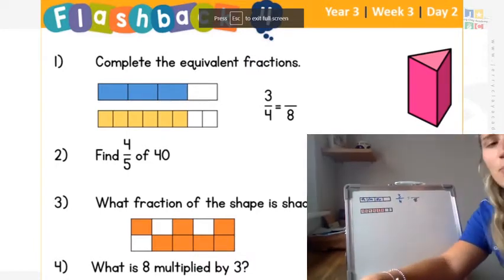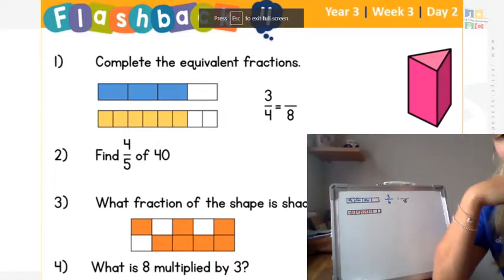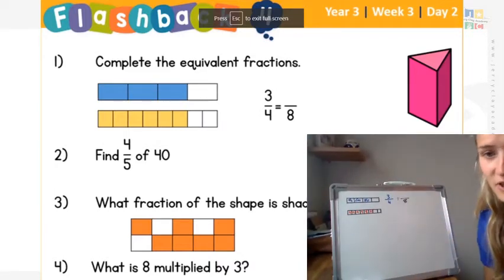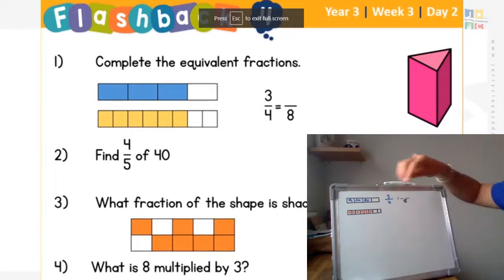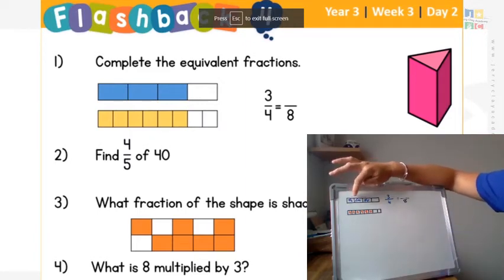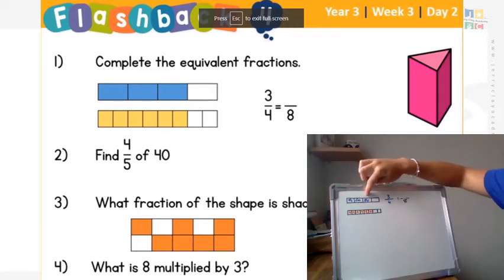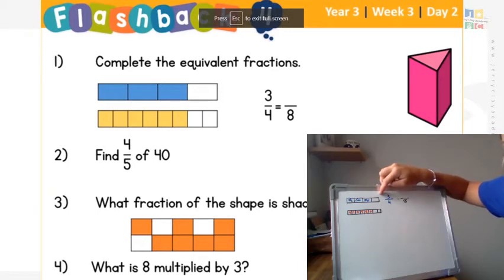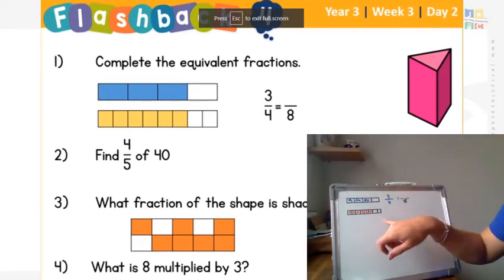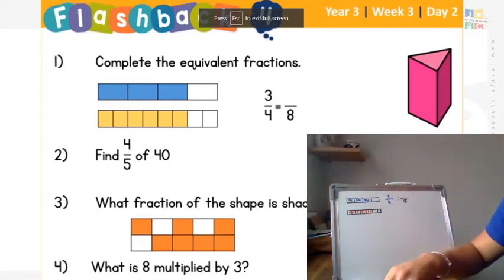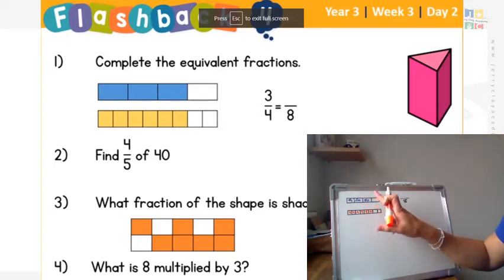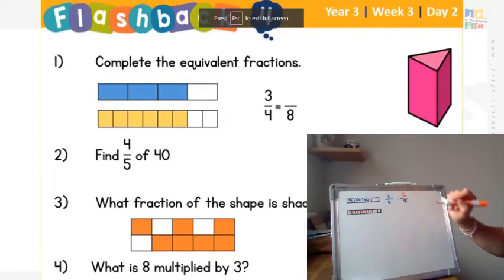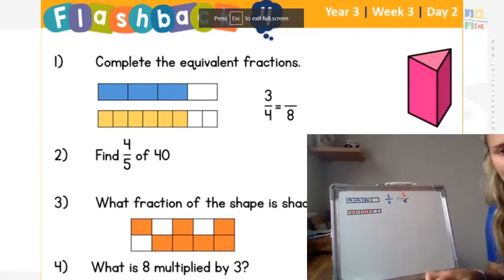Okay, so looking at number 1, we are trying to find equivalent fractions. Now this one gives it nice and easy because you're able to see it. So we can see that I've got 3/4, so 3 parts, and there's 4 parts in total, and we can see that that is the same as something 8ths. Now, if we counted how many 8ths were shaded, in line with the 3, you can count 1, 2, 3, 4, 5, 6, we would say 3/4 is equivalent to 6/8.